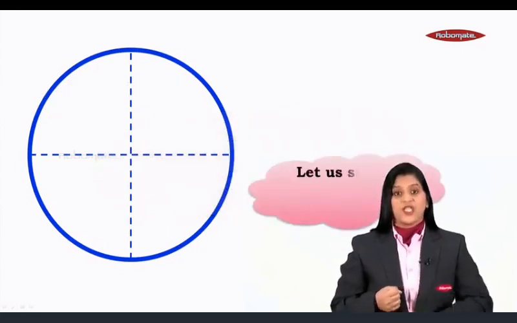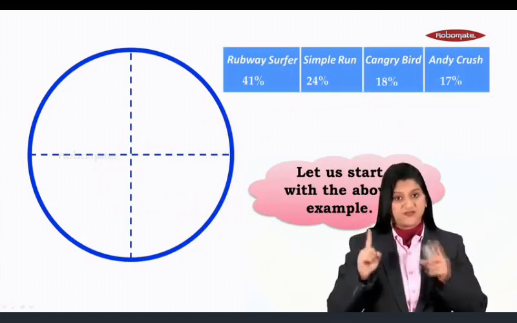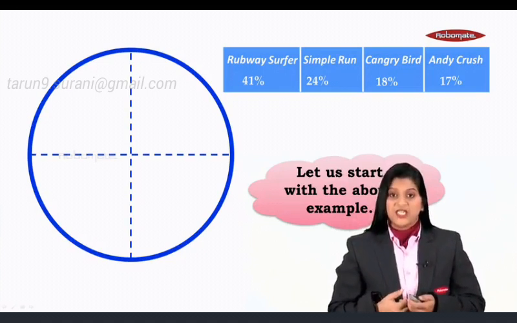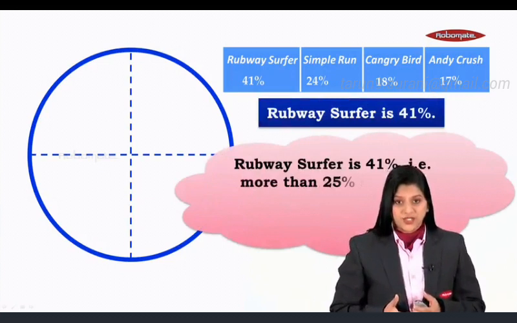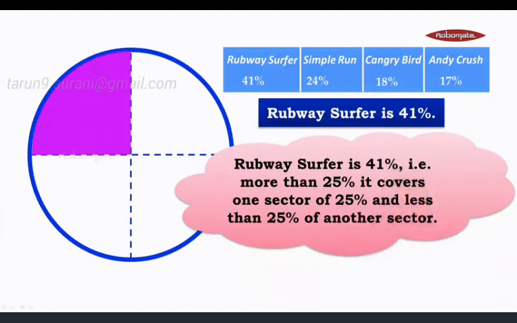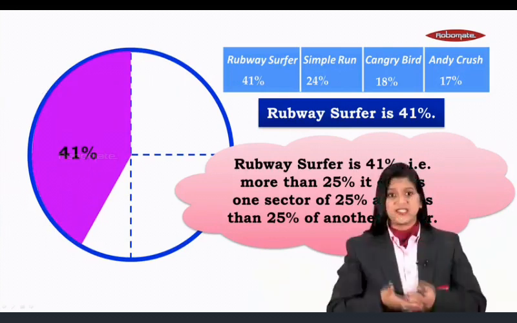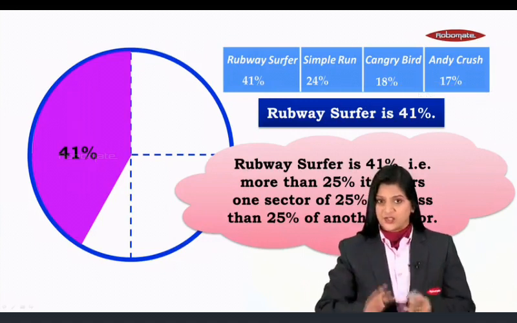Okay, now let us start with the above given example. We have already marked all this information in our paragraph. Okay, now the largest quantity is 41%, Rubway Surfer. Now what you're going to do is, if Rubway Surfer is 41%, okay, that is more than 25%, it will cover one sector of 25% and less than 25% of the another sector. That makes it 41% approximately. Okay, we are not doing any accurate calculation here.